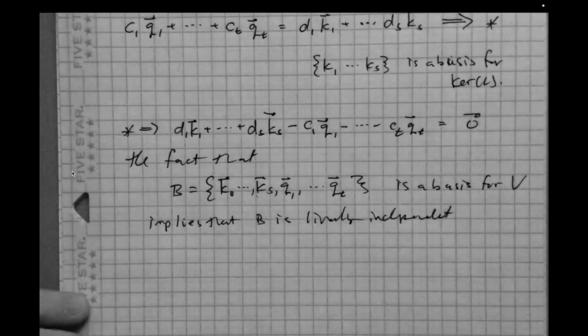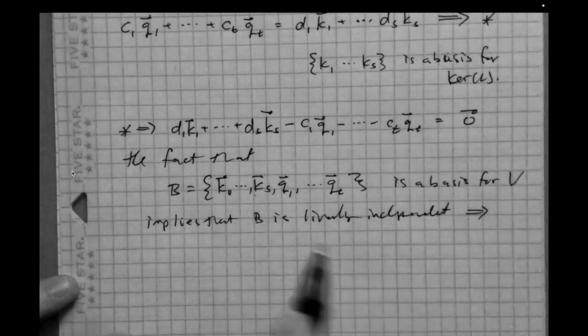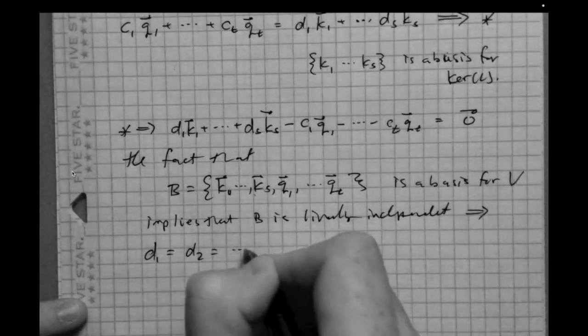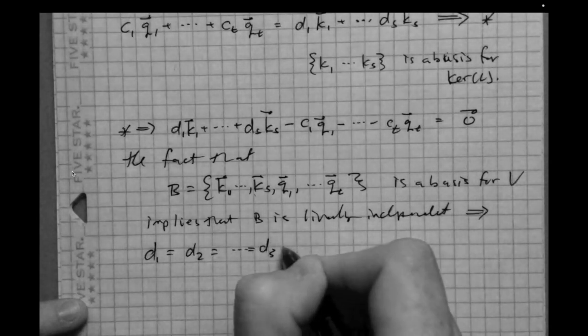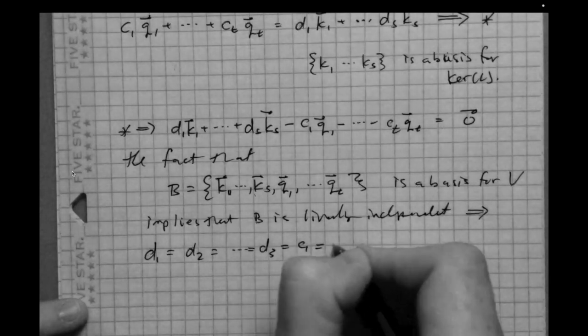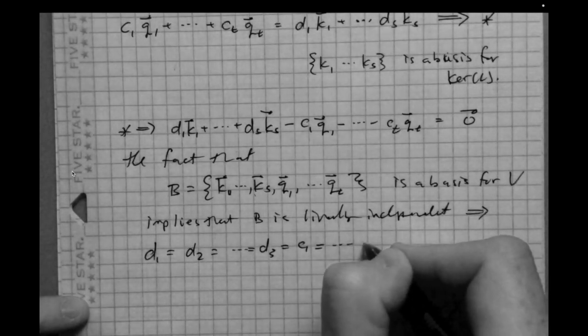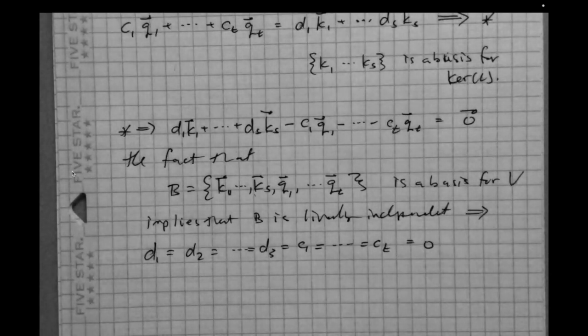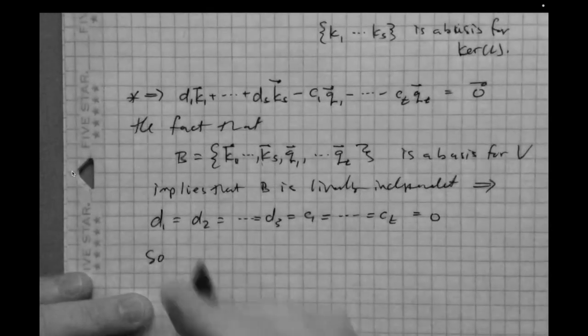And what does that mean? What does that imply? Well, that implies that D1 is equal to D2, which is equal to dot dot dot, equal to DS, which is equal to C1, dot dot dot, equal to CT, equal to 0. Okay, and so these are all 0, and that means that the CIs are 0, and therefore C must be linearly independent.